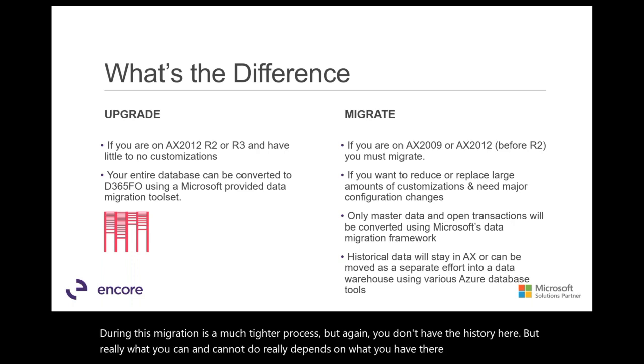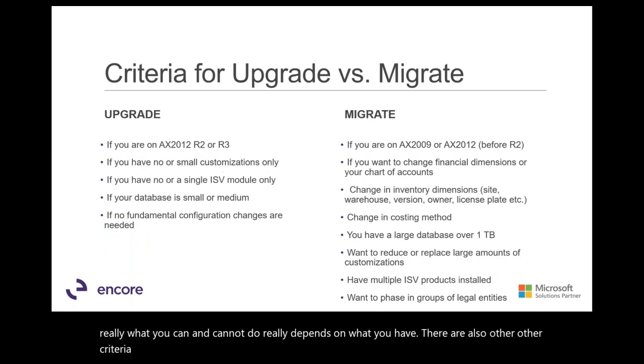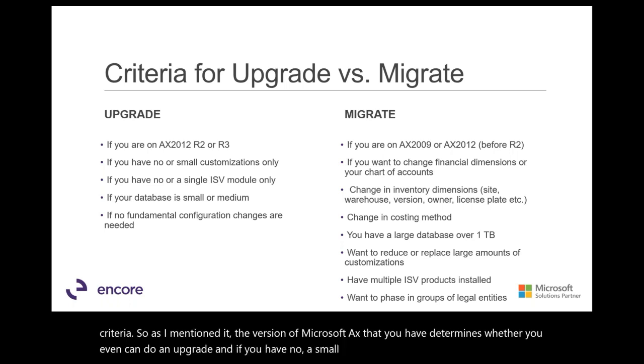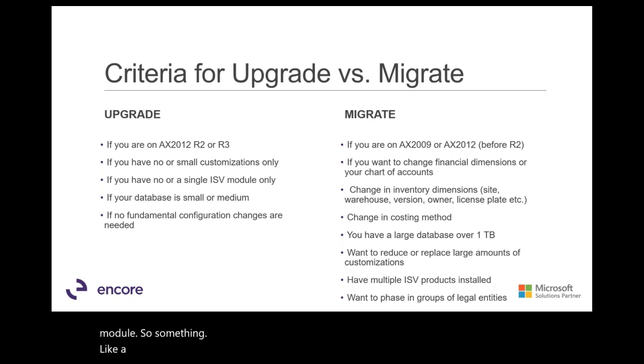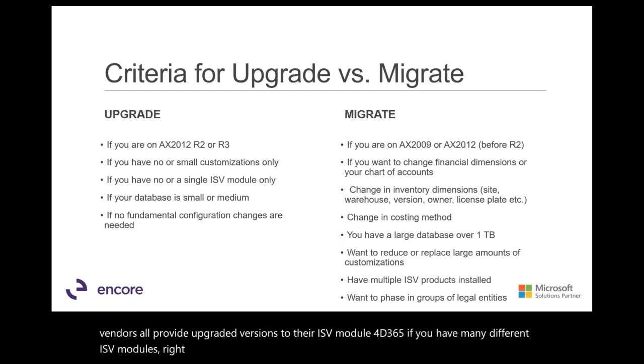There are also other criteria. As I mentioned, the version of Microsoft AX that you have determines whether you even can do an upgrade. And if you have small customizations, if you have a single ISV module, something like SK Global Treasury Management or Avalara Sales Tax, for example, those vendors all provide upgraded versions of their ISV module for D365. If you have many different ISV modules, they all need to be evaluated and they all need to work together in the new version. So again, there's more work there.